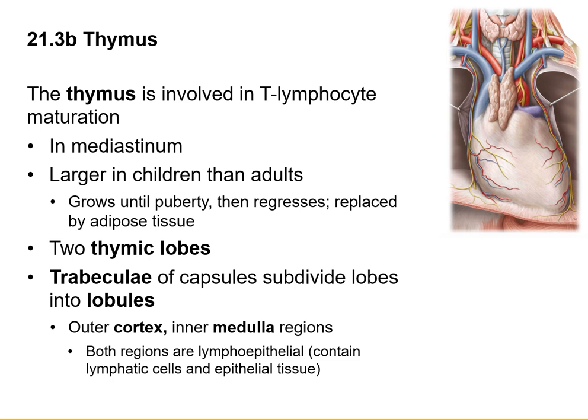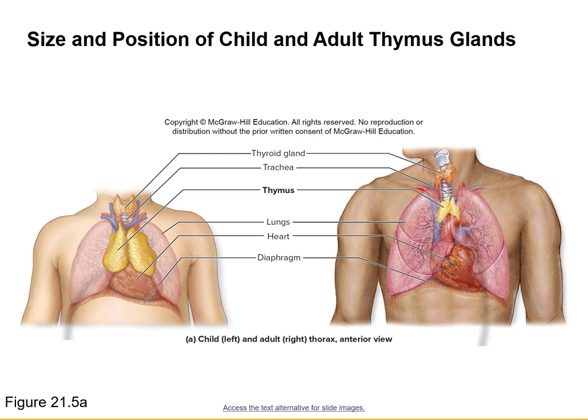There are different regions to the thymus. There's an outer cortex and an inner medulla. Both of these contain various types of lymphocytes. The outer region, the cortex, usually contains more immature T cells, and the medulla typically contains more mature T cells.